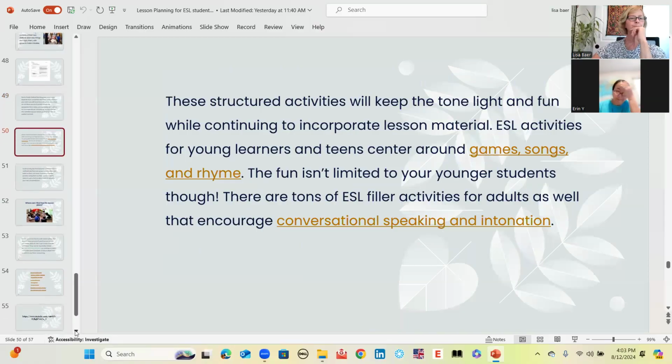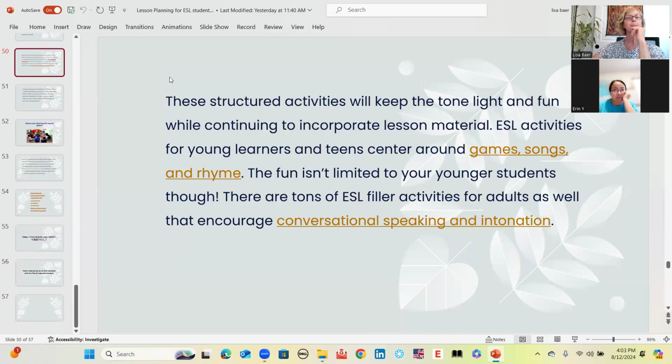Oh, I'm almost done. Okay, I kind of rushed through this, sorry. So, speaking of timing, these structured activities will keep the tone light and fun while continuing to incorporate lesson material. ESL activities for young learners and teens center around, of course, as we've talked about, games, songs, and rhyming. The fun isn't limited to your younger students, though. There are tons of ESL filler activities for adults as well that encourage conversational speaking and intonation.